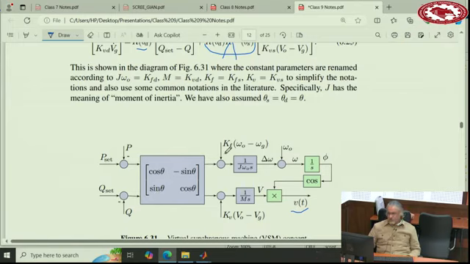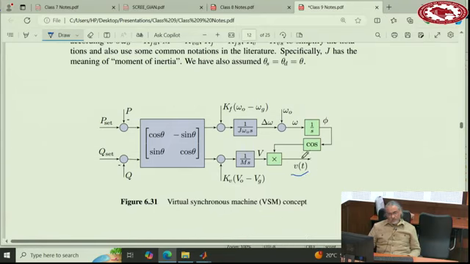Okay. So these are the governor and AVR functions in the synchronous machine. This is the inertia for the real power. This is inertia for the reactive power. And this is the internal voltage of the machine. The next step is what is the synchronous reactance? We haven't talked about that.